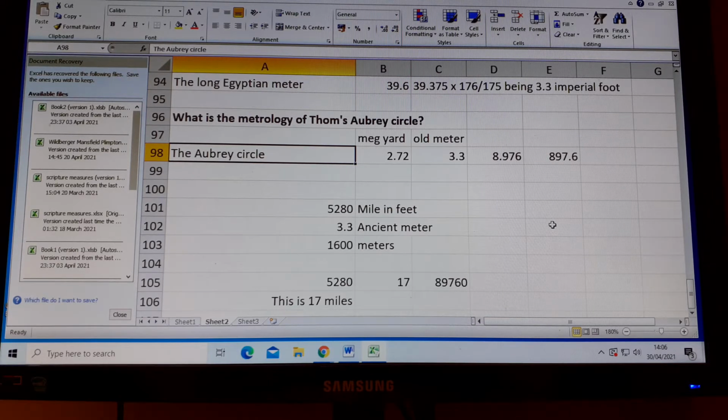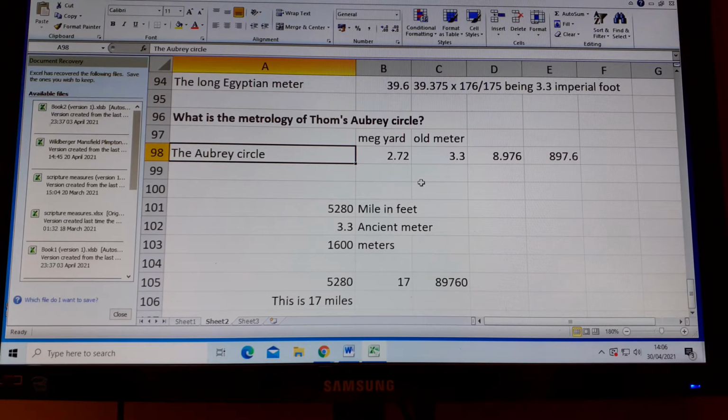The megalithic yard is 17 times 16, which is 272. Straight away we can see that there's a manipulation of base 2, because 16 is 2 times 2 times 2 times 2. And 17 is a prime number, and it's part of the nodal cycle, which is 6,800 days, so it's a fraction of the nodal cycle. So that's the metrology. It's the ancient meter, the old meter, multiplied by the megalithic yard.